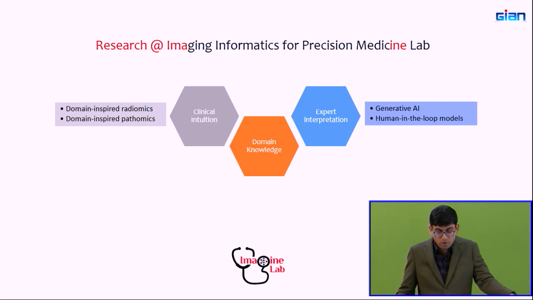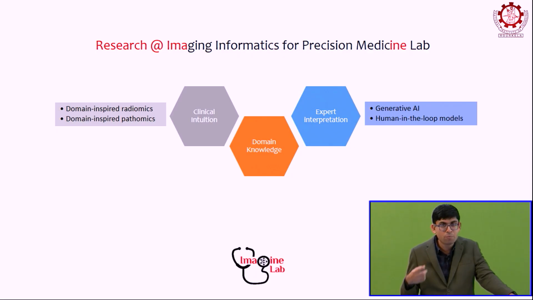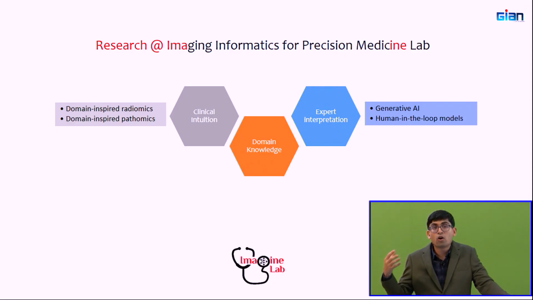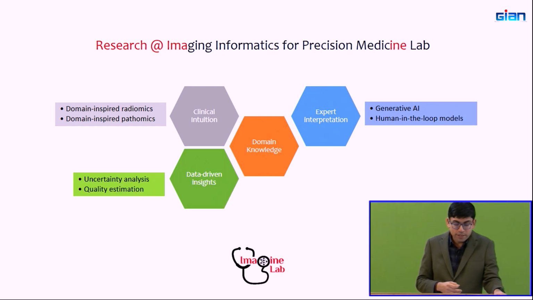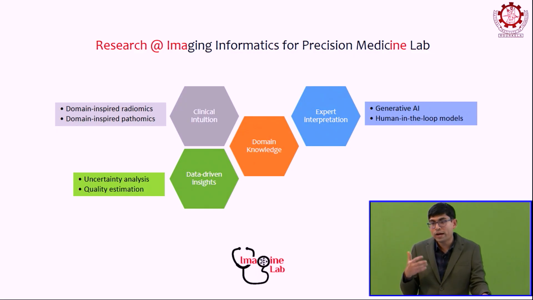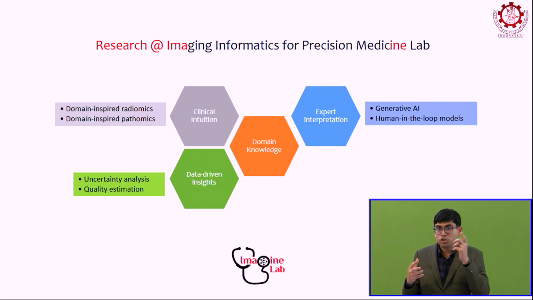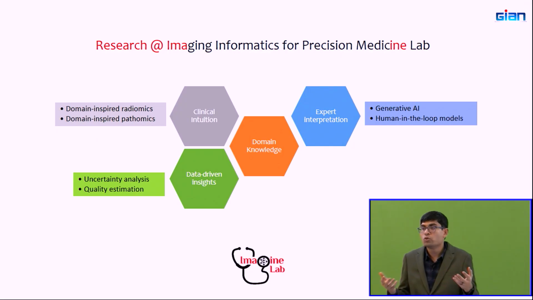Expert interpretation, where we can build generative tools and human-in-the-loop models. This is very important. We can consistently and continuously take input from clinicians, keep them in the loop, and try to fine-tune models based on their confidence and their certainty. And we can do uncertainty analysis, some data-driven insights, where you look at the model output, quantify the uncertainty, and see which of these samples are highly uncertain or less uncertain, and change the outputs and provide them back to the system. So it's a form of active learning. That's something we can do.